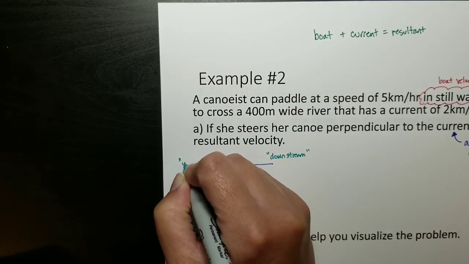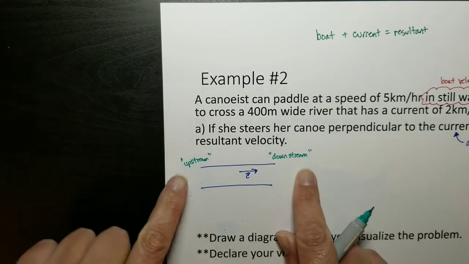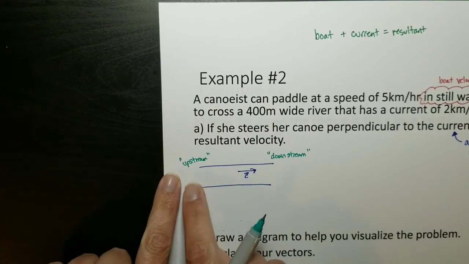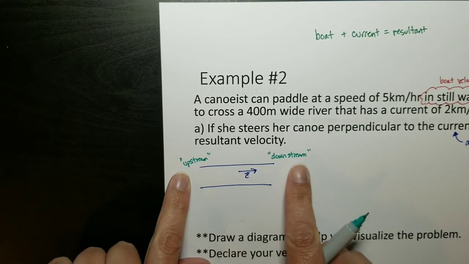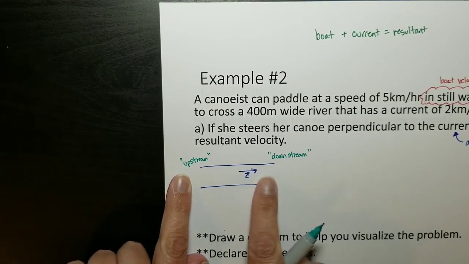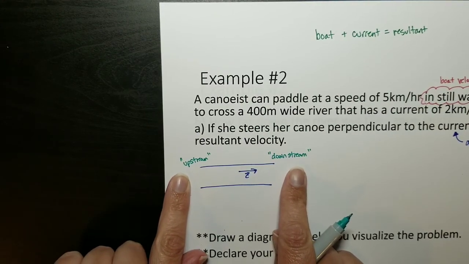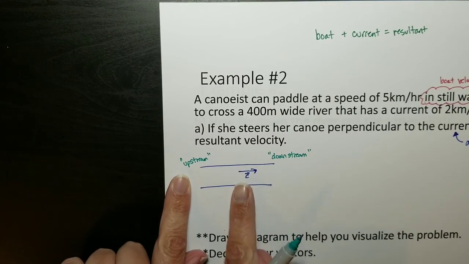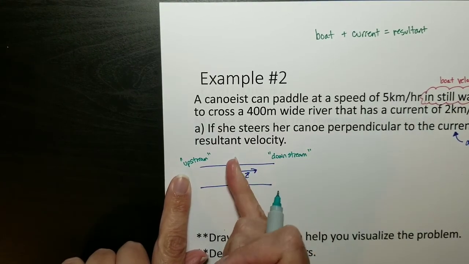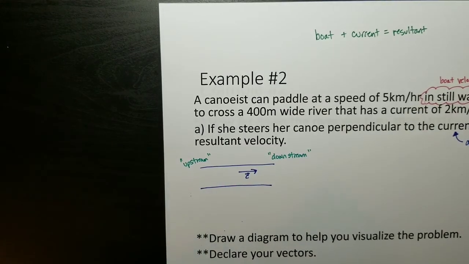And then upstream would be the other word, from where the current comes from. So if the current goes left to right, the left part would be the upstream, or the right hand part where the current's going towards is downstream. So if I said, for instance, she aimed her canoe 20 degrees upstream, she's pointing towards upstream by an angle of 20 degrees. But that's not what this question says.